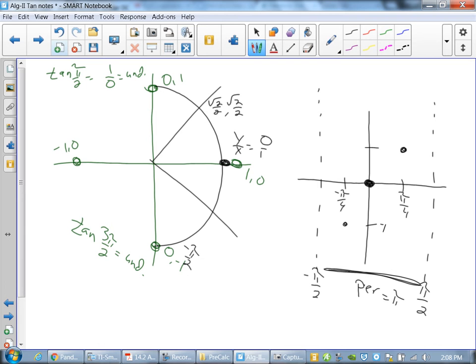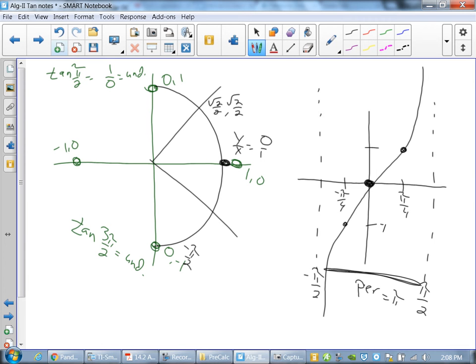So your graph looks like this, increasing from left to right, going through those 3 points. Hug your asymptote, go through the 3 points, and hug the other asymptote. Okay. Now that's when your A value is going to be positive. What do you think is going to happen if the A value is negative? Just goes the other direction.